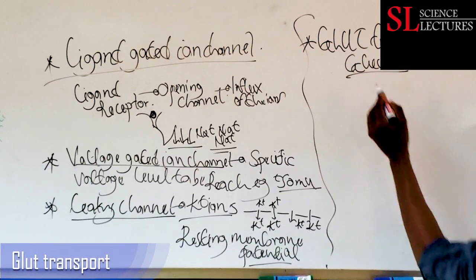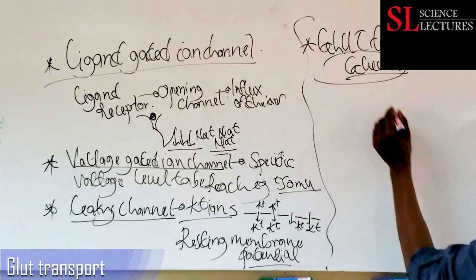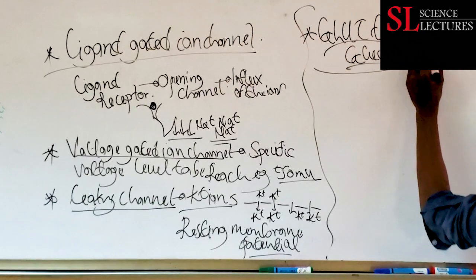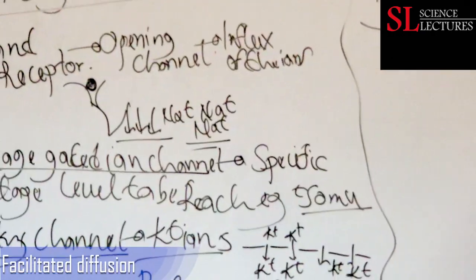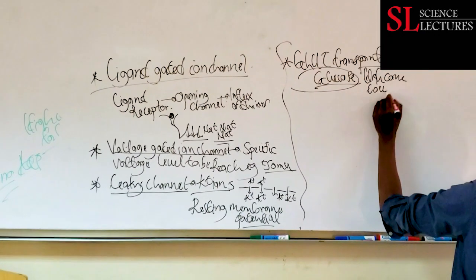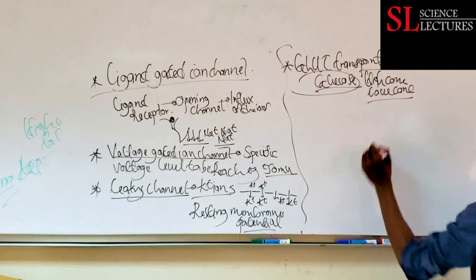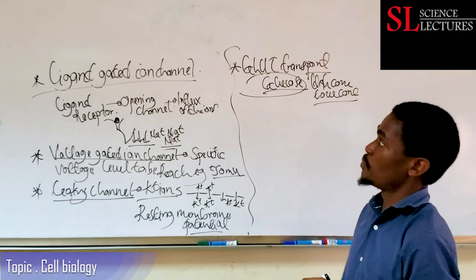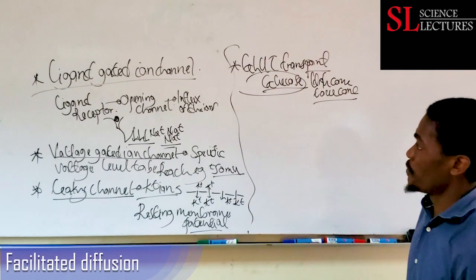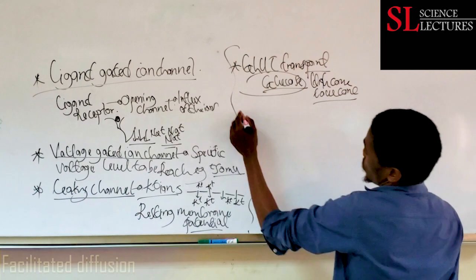So for the glucose transporter, we'll be transporting glucose from a region of high concentration to a region of low concentration. No ATP, no energy in the form of ATP is consumed in facilitated diffusion. That is very important for us to note.